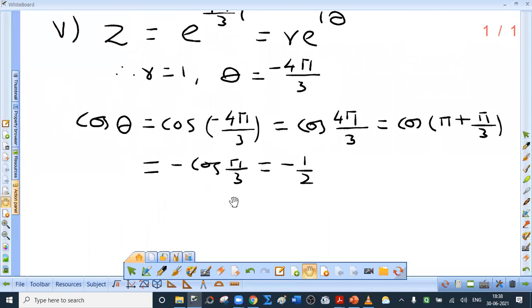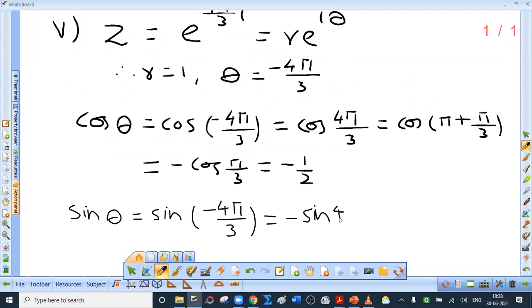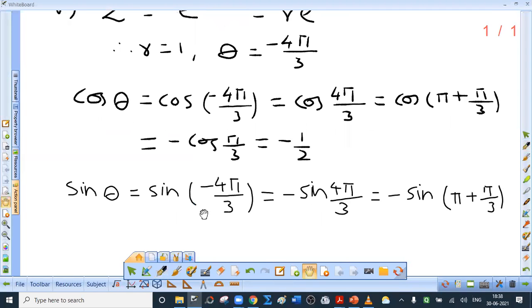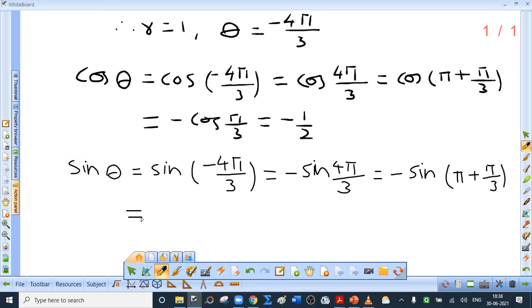Then sine theta, same lines, sine of minus 4 pi upon 3. You should know that sine of minus theta is minus sine theta. So minus sine 4 pi upon 3. That is minus sine of, same logic, pi plus pi by 3. Now, sine of pi plus theta is also minus sine theta. So minus of minus sine pi by 3. What is sine 60 degrees? Root 3 by 2. Minus minus plus. So root 3 by 2.